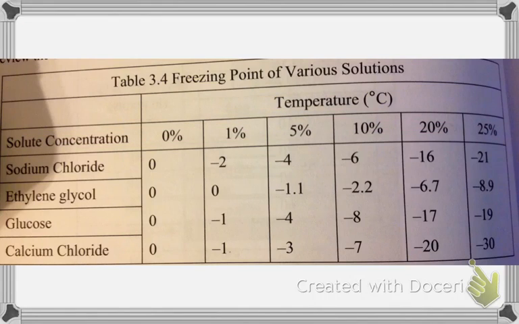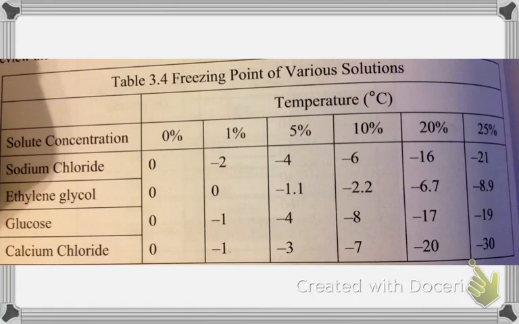After I have identified what my different concentrations are going to be, we need to look at the rows themselves and see what exactly they're testing. We know they're looking at solute concentration, and in this case they gave us four different solutes that they're testing: one is sodium chloride, one's ethylene glycol, one's glucose, and one's calcium chloride. Once I know what the table itself is talking about, I can start looking at trends.